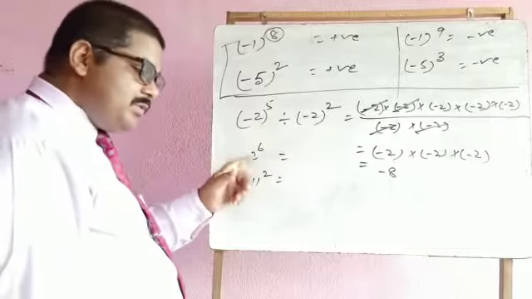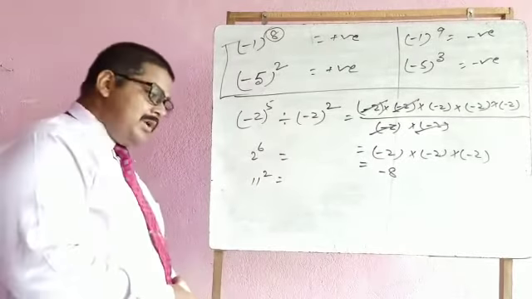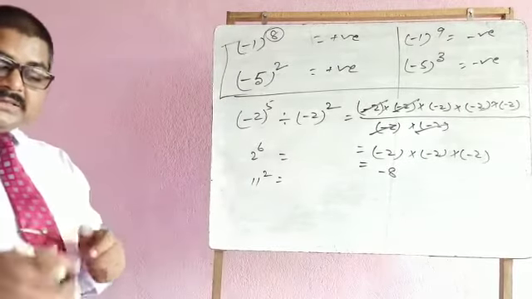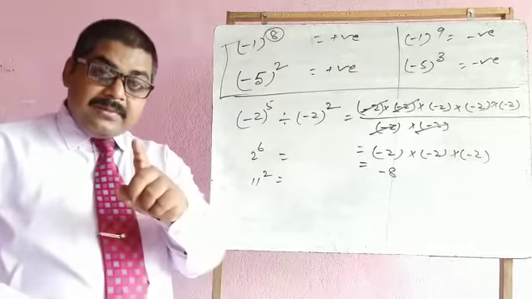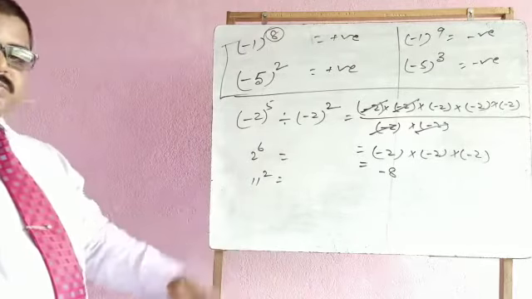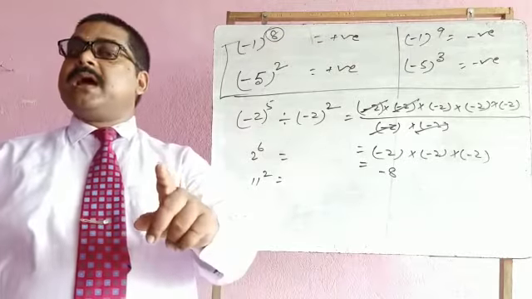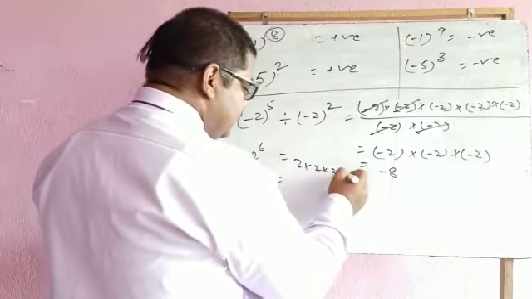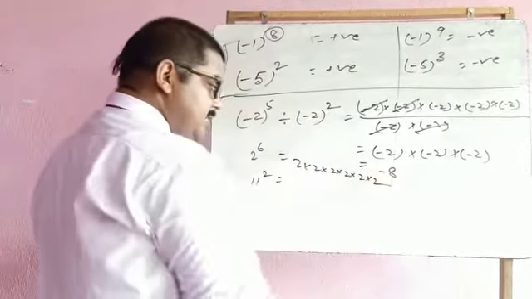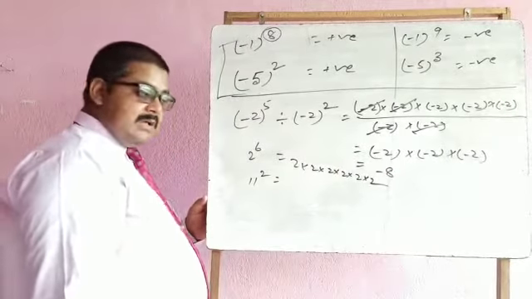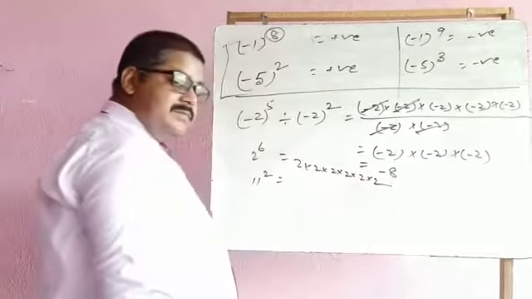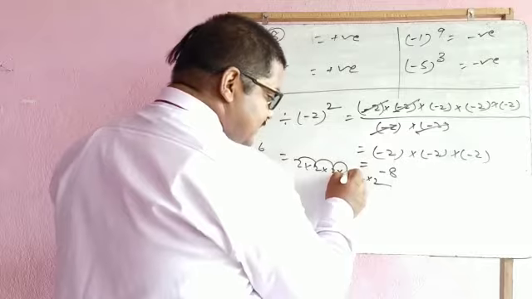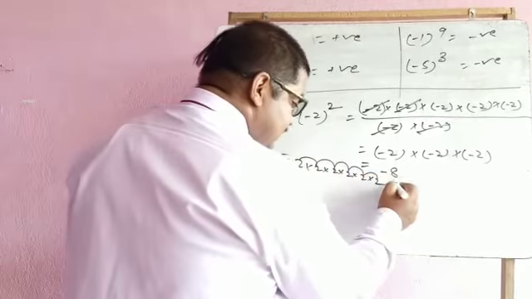Similarly, in the case of 2 to the power 6, by the definition of exponents, a to the power m means a into a into a, m number of times. Similarly, my dear students, 2 to the power 6, you have to multiply 6 times: 2 into 2 into 2 into 2 into 2 into 2. When you multiply, what result do you get? 2 twos are 4, 2 fours are 8, 2 eights are 16, 2 sixteens are 32, 2 thirty-twos are 64.